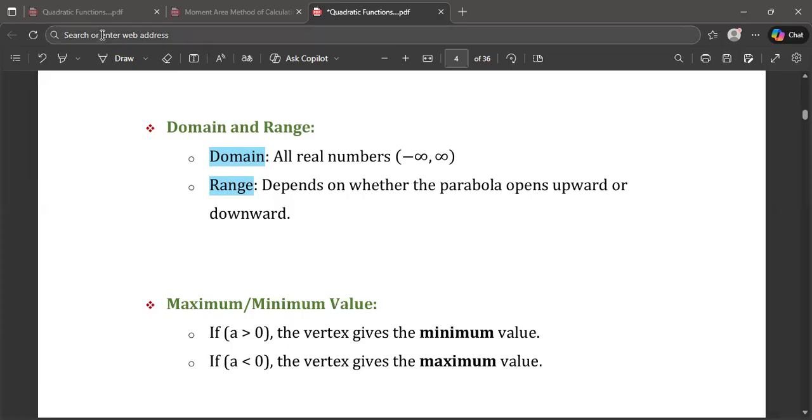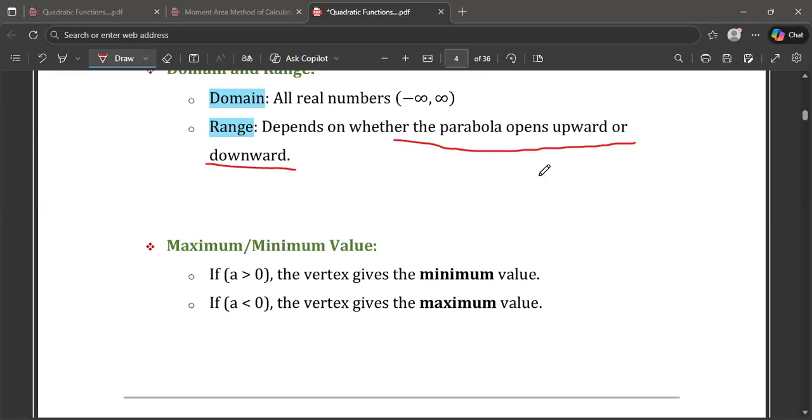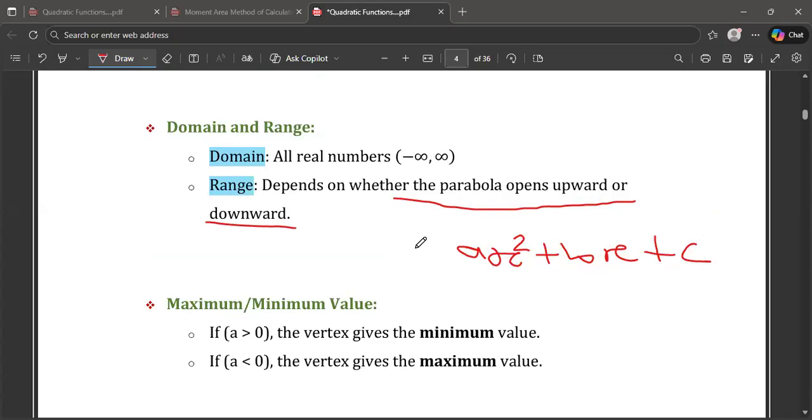The coefficient is what is going to determine whether the curve is going to open downwards or upwards. The coefficient, which is the a I've been telling you about, in ax squared plus bx plus c. If the coefficient is negative, the curve is going to be a maximum curve.